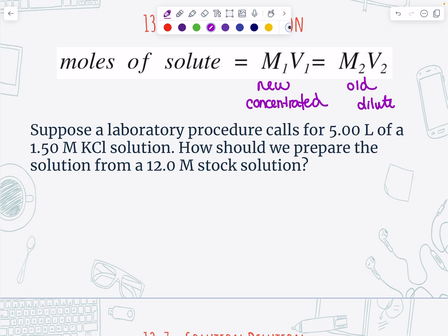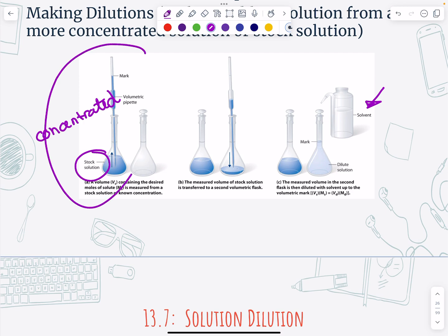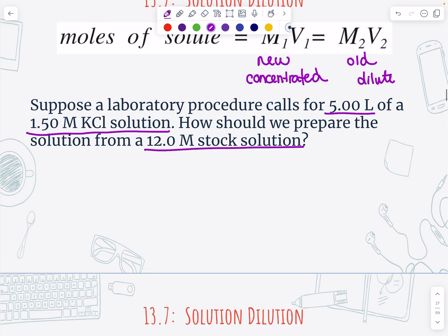So this question says, suppose a laboratory procedure calls for 5 liters of a 1.5 molar KCl solution. So that is the dilute solution. The question says, how should we prepare the solution from a 12 molar stock solution? So I need to know how much of the stock solution I'm going to need to remove. How I do that is using the dilution formula, M1V1 equals M2V2.